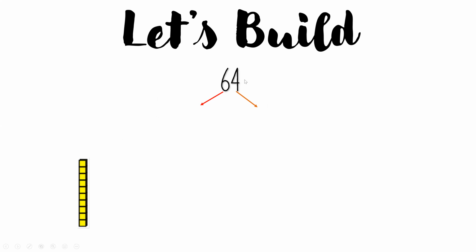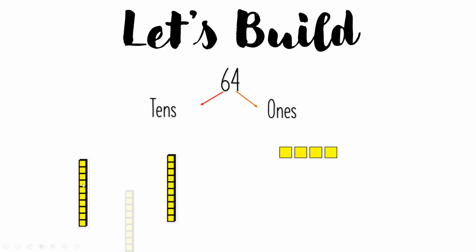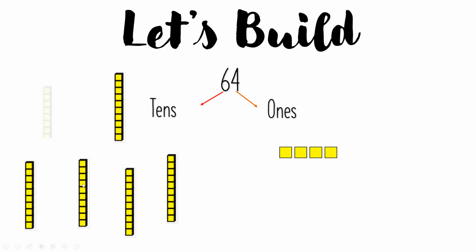64. We have 4 ones, 1, 2, 3, 4, and we have 6 tens. So 10, 20, 30, 40, 50, 60. So 6 is our tens and 4 is our ones.